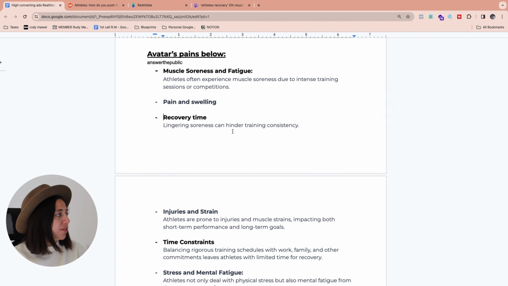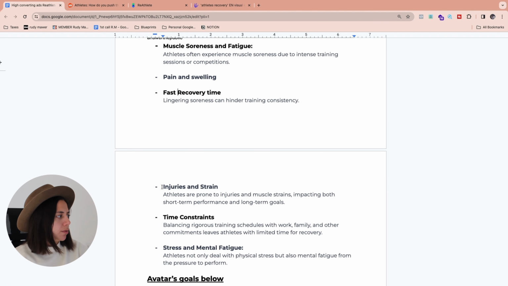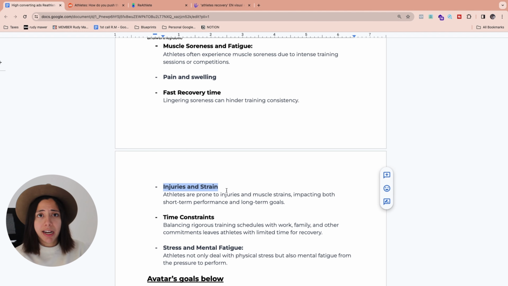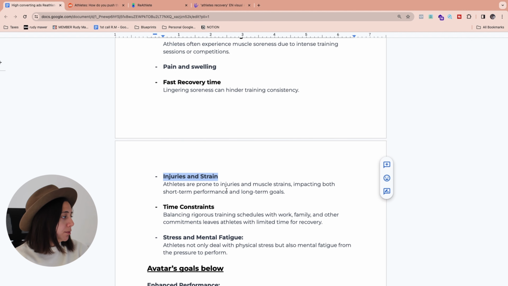I would even add fast recovery time, that would be the most important, because if they recover faster, they're able to train consistently and come back to it as soon as possible. Also, another one we saw together is injuries and strain, like how to avoid injuries, and obviously taking care of themselves will help do that.